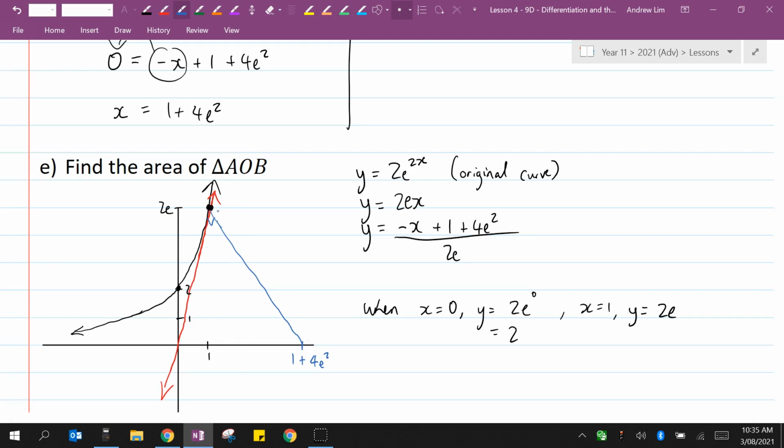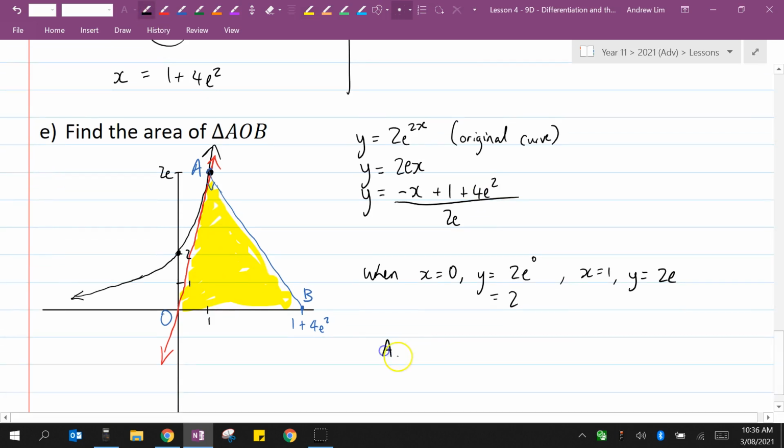But here we've got our triangle. So we know that this point's A, and we know that this point is B. And now we should have everything we need to work out the area of this triangle, AOB. In order for us to do that, we need area equals half times base times height. So area of AOB is equal to half times base times height.